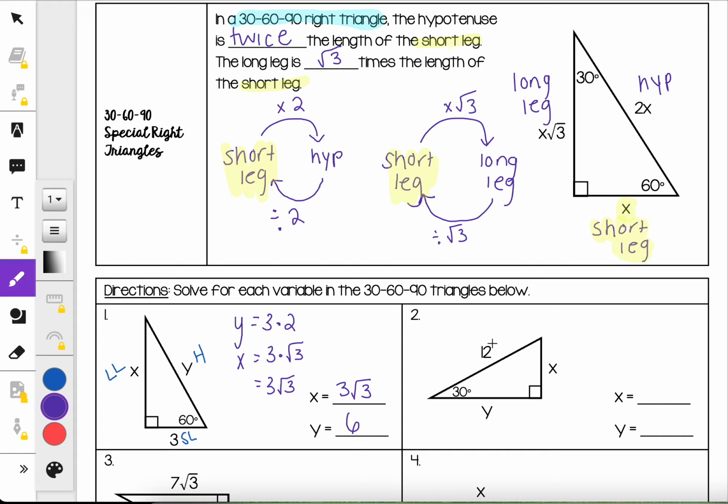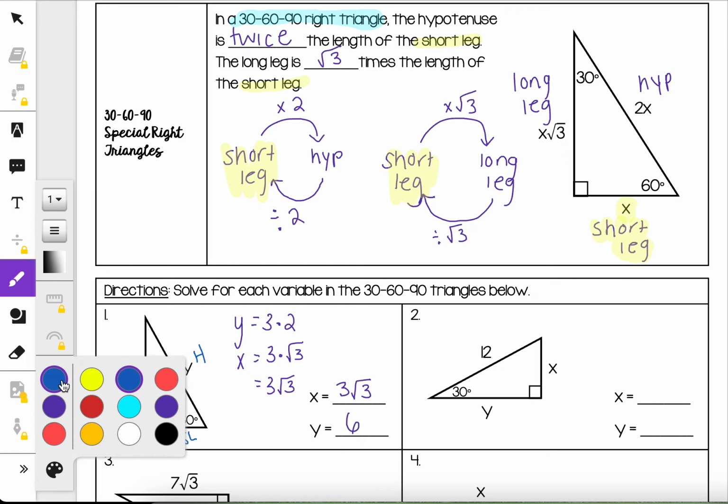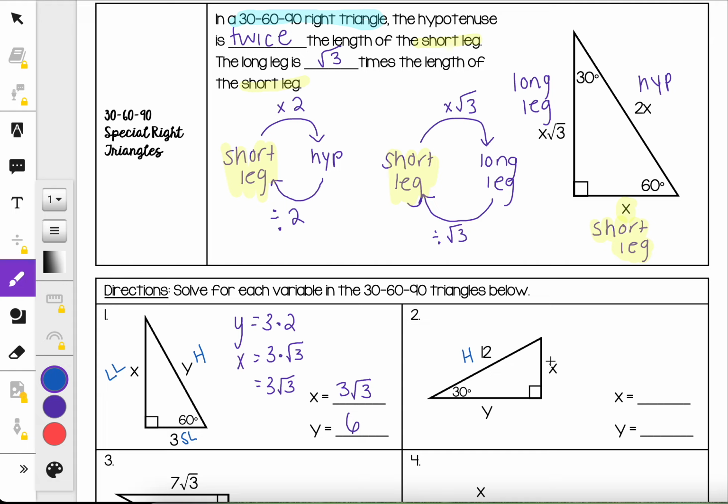Okay, now if I look at number 2, again, I want to label my sides. So in this case, I'm given the hypotenuse, x is going to be my short leg, and y is going to be my long leg. All right, so again, I'm not going to go from hypotenuse to long leg. I'm going to find that short leg first. So x is going to be equal to, I have my hypotenuse, I want to find my short leg.